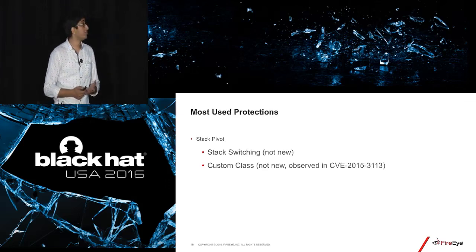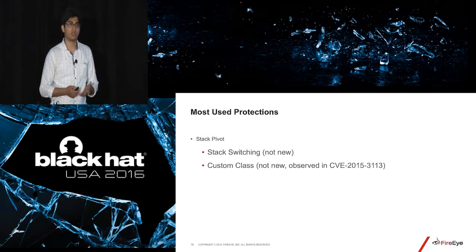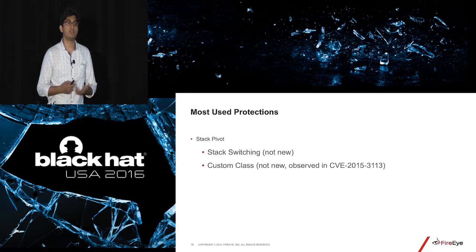Amongst the most used protections, in case of stack pivot, we have two bypasses as of now. Both are not new. The first one was, I think, shown by Mr. Jared DeMott in his paper on defeating EMET 4.1 at Bromium. And the second one we found in the wild in Operation Clandestine Wolf, which FireEye discovered, the usage of a custom class to eventually make sure that the stack pivot check fails.